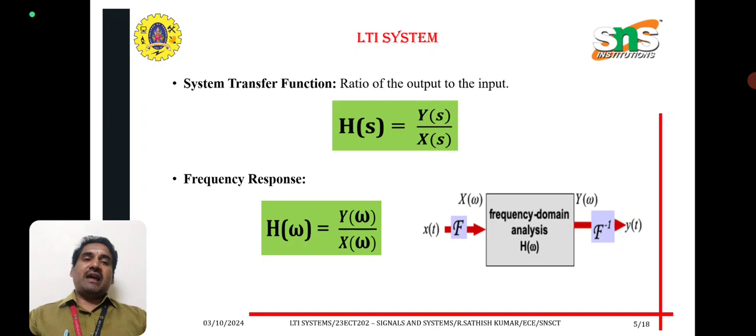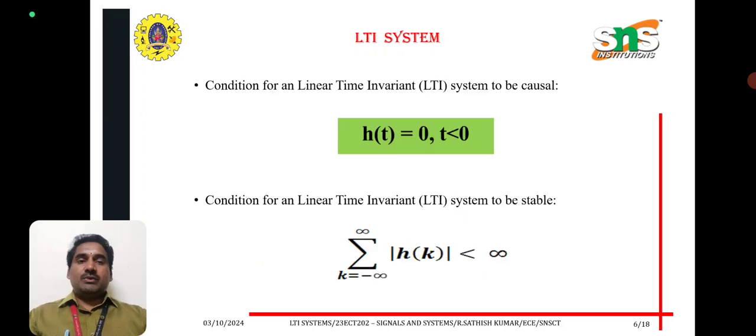When we apply the Fourier transform to the time domain function, it produces the output x of omega. Then applying frequency domain analysis again, we produce the output y of omega. While applying the inverse Fourier transform of y of omega, we get the output y of t. Next, the condition for an LTI system to be causal: h of t is equal to 0 for t less than 0.